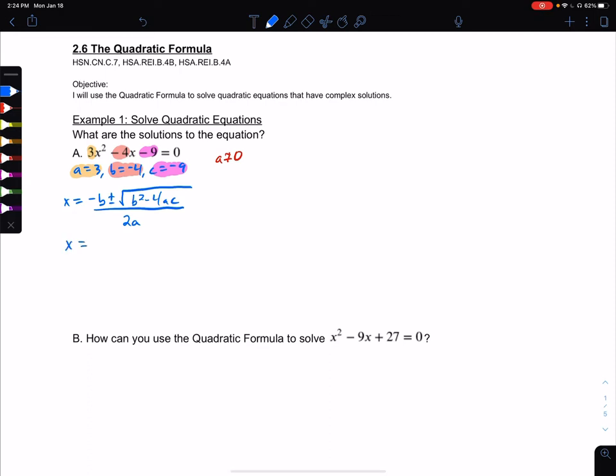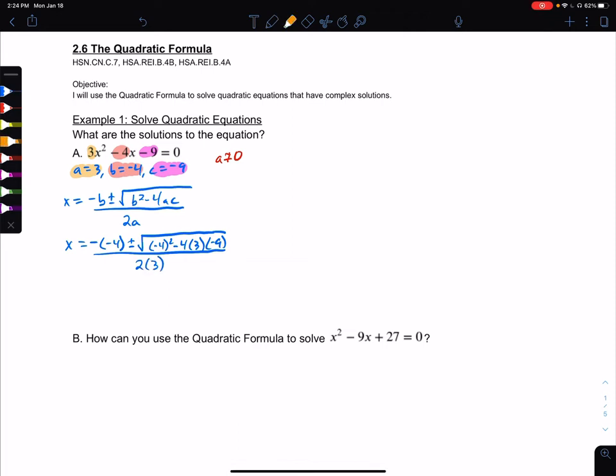So x is equal to negative. Be careful with your signs, and I highly recommend, and it's almost not even optional, anytime you're substituting, you should really be using parentheses for these type of problems. So b squared, that would be negative 4 squared minus 4 times 3 times negative 9, and all of that would be over 2 times 3.